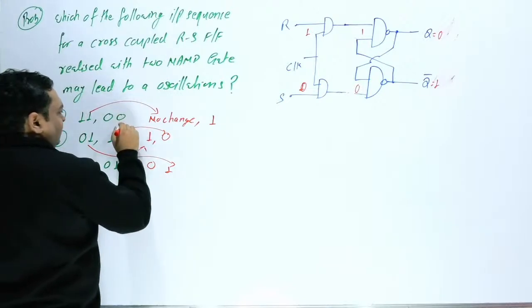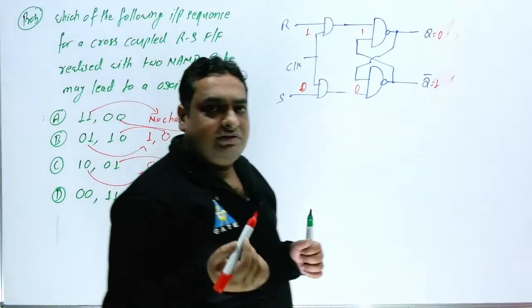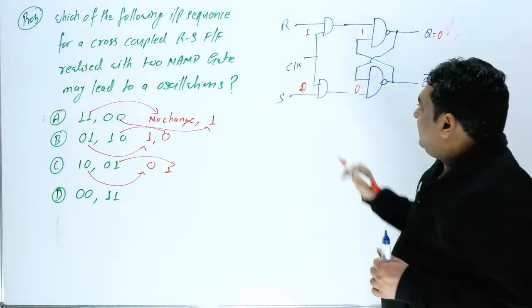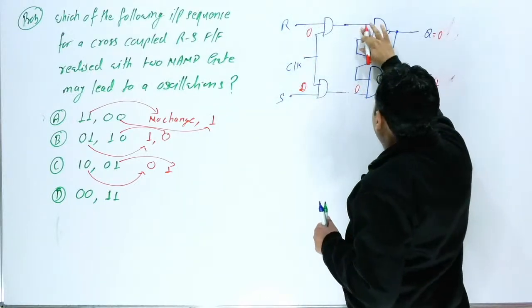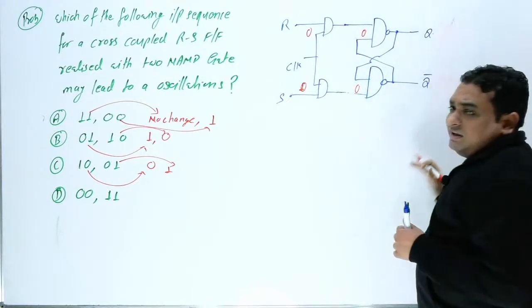You will get 1 here, and this output is for here. So you are not getting oscillations. Now come to the last option. If I apply 0 0 here, the output will be an invalid state, but you will get output.